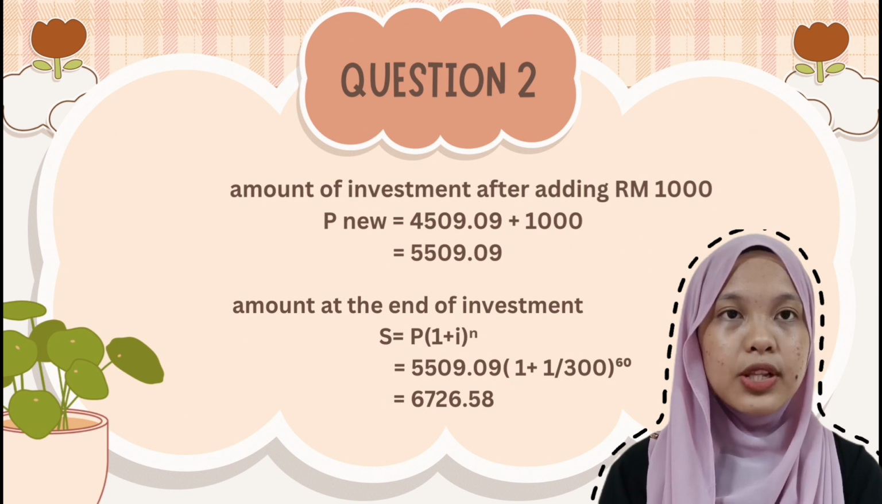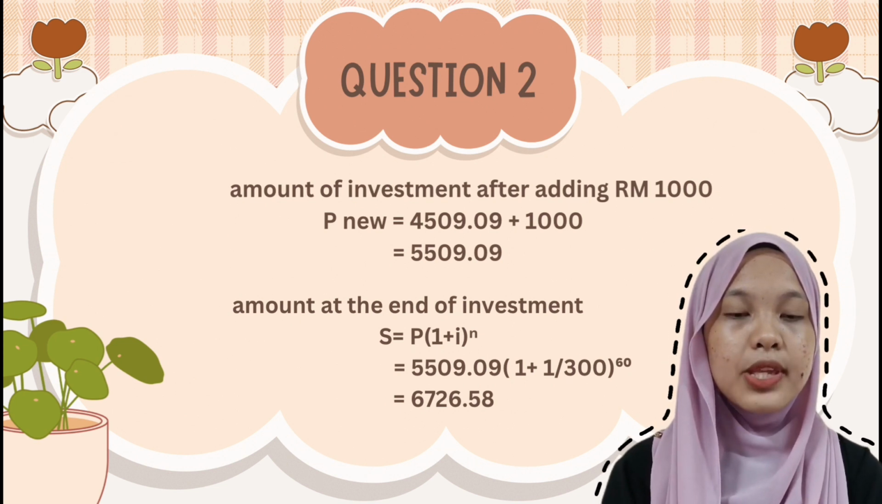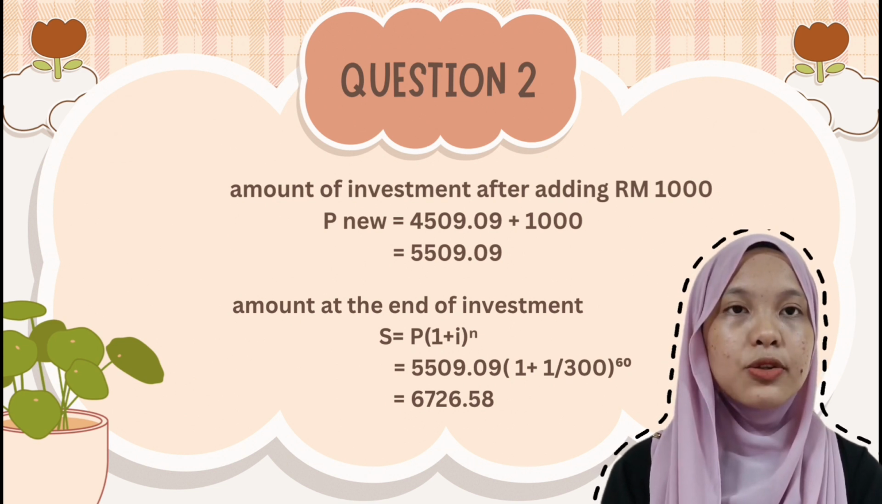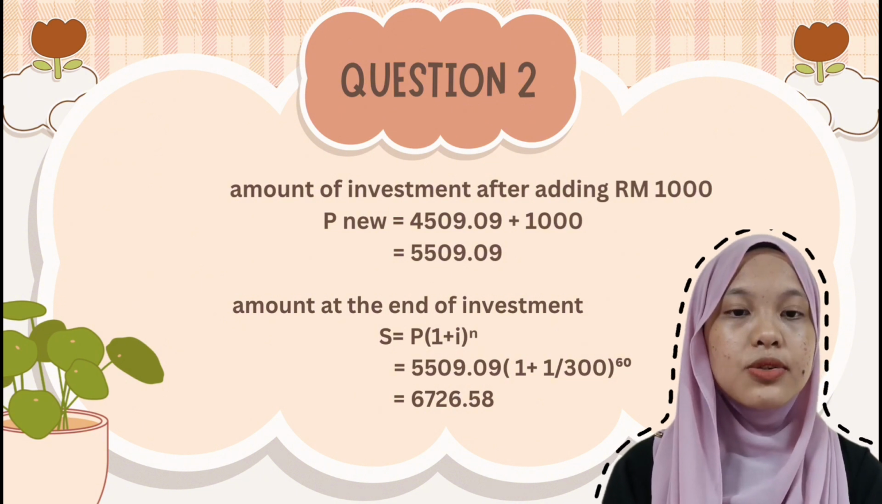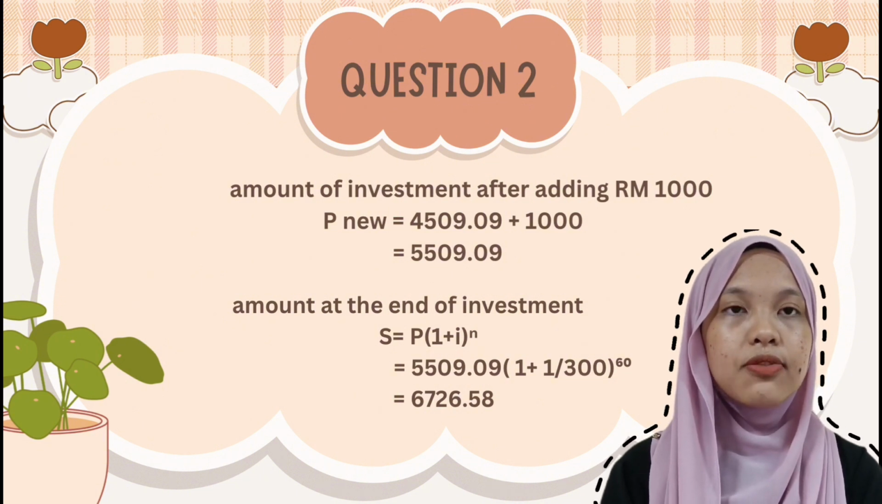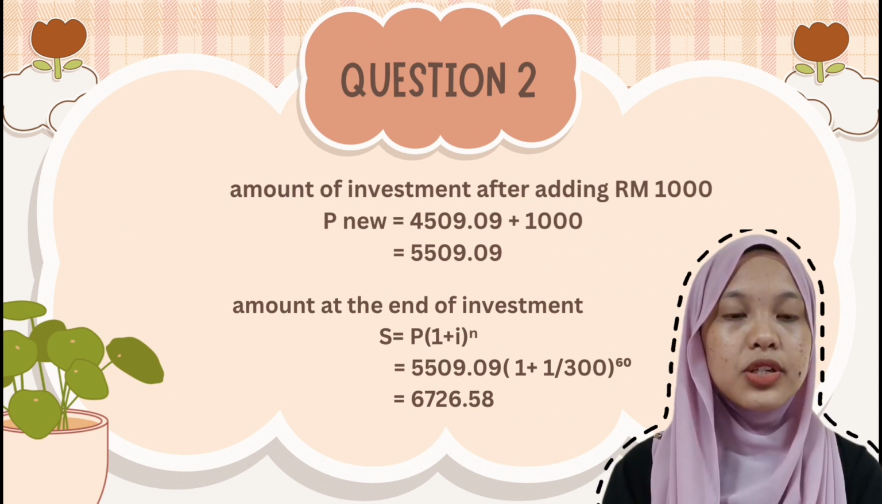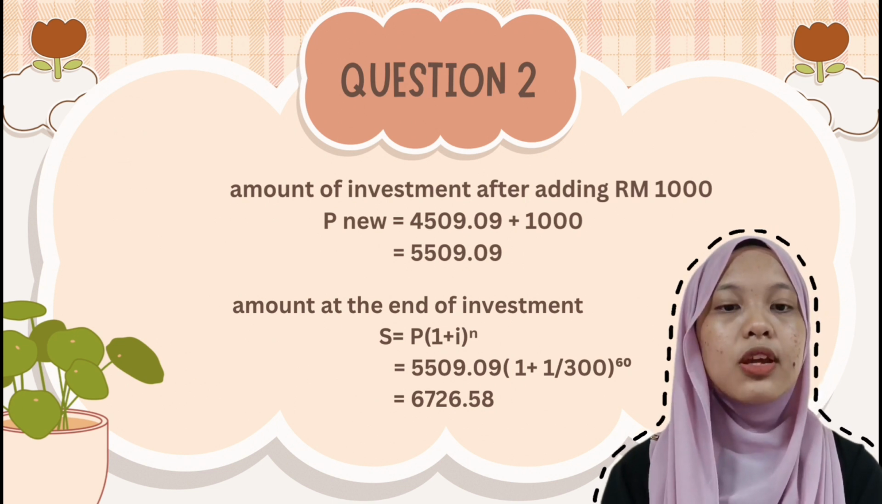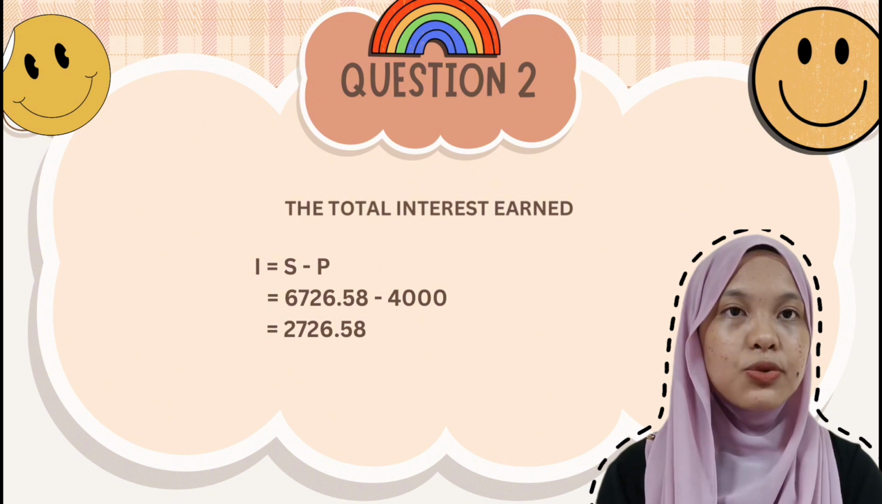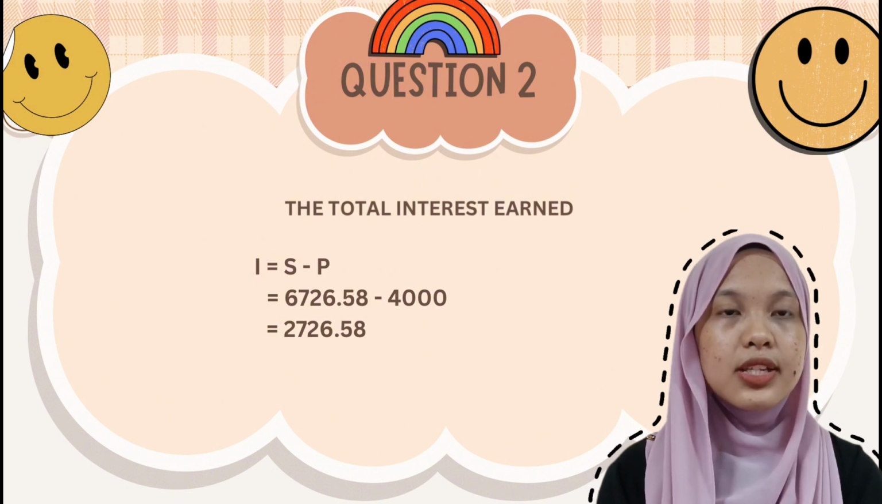The last step, we need to find the amount at the end of investment. We use the same formula, which is S equals P, open bracket 1 plus i, close bracket to the power of n. So S equals 5,509.09, open bracket 1 plus 1 per 300, close bracket to the power of 60. So the answer is 6,726.58.